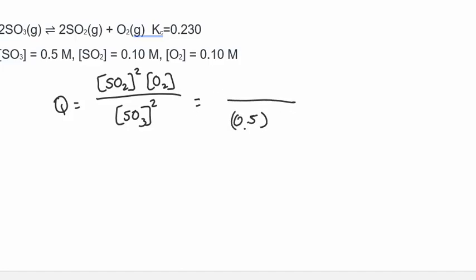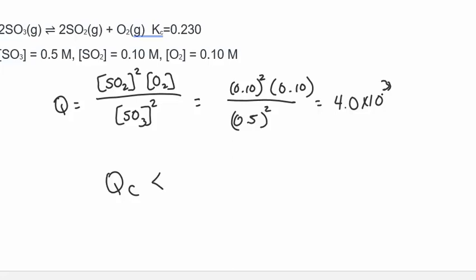SO2 is 0.10 squared, and oxygen 0.10. So the value of my QC, when I put all that into the calculator, I get 4.0 times 10 to the negative 3. Now my QC is smaller than my KC. You see, the KC was given to me, and I brought that over.